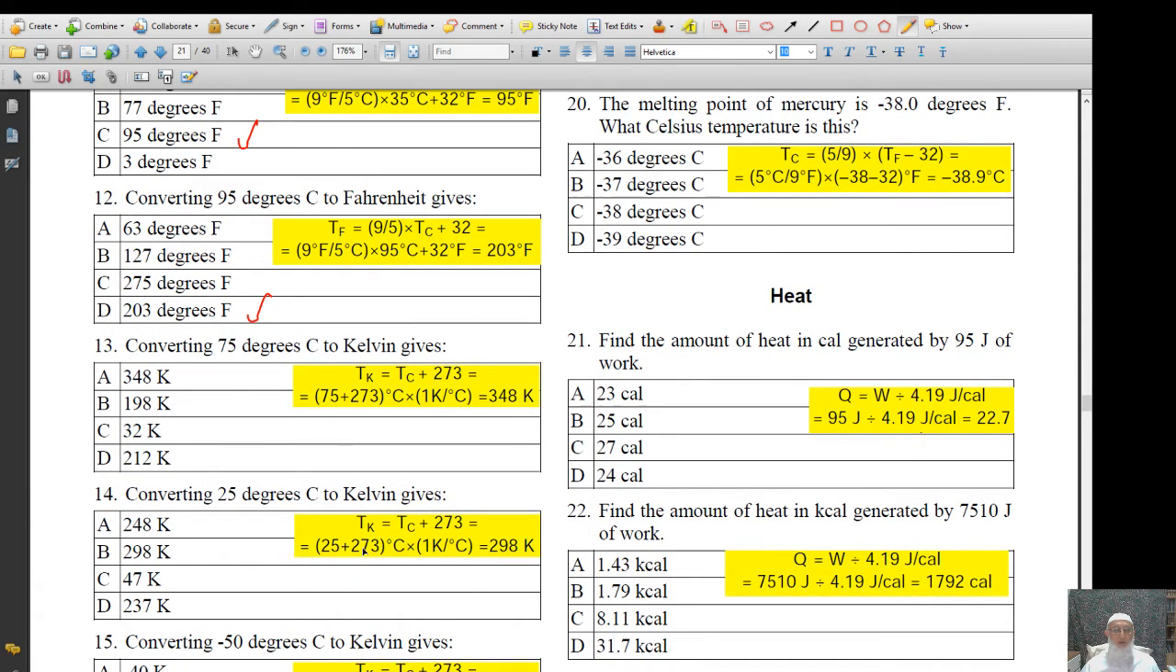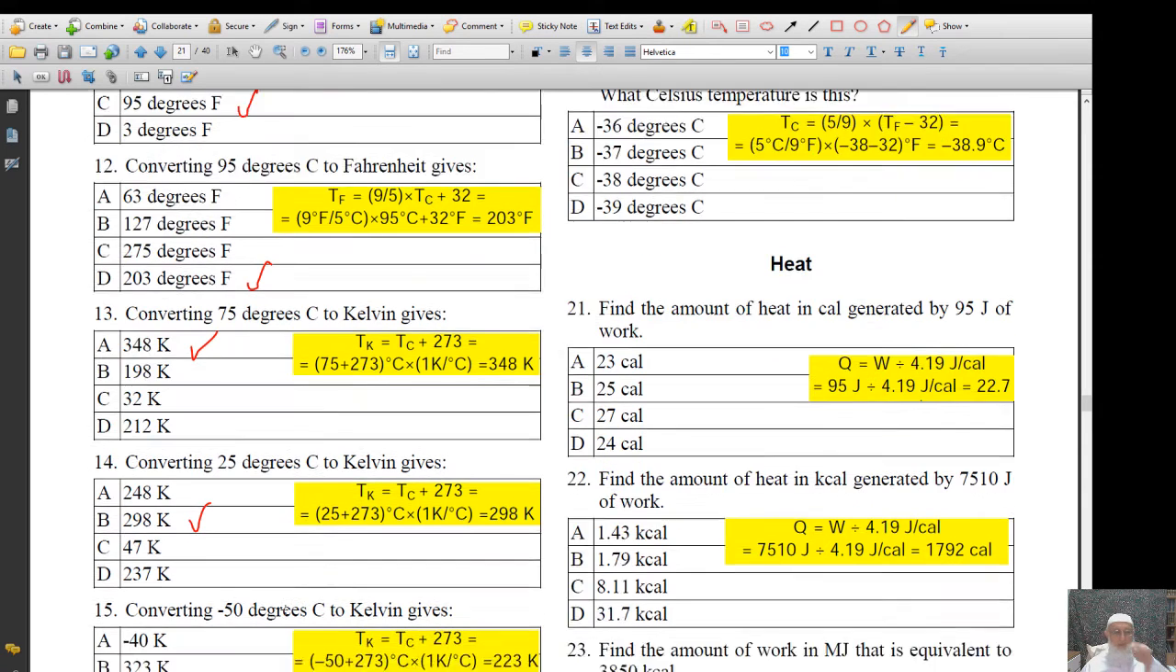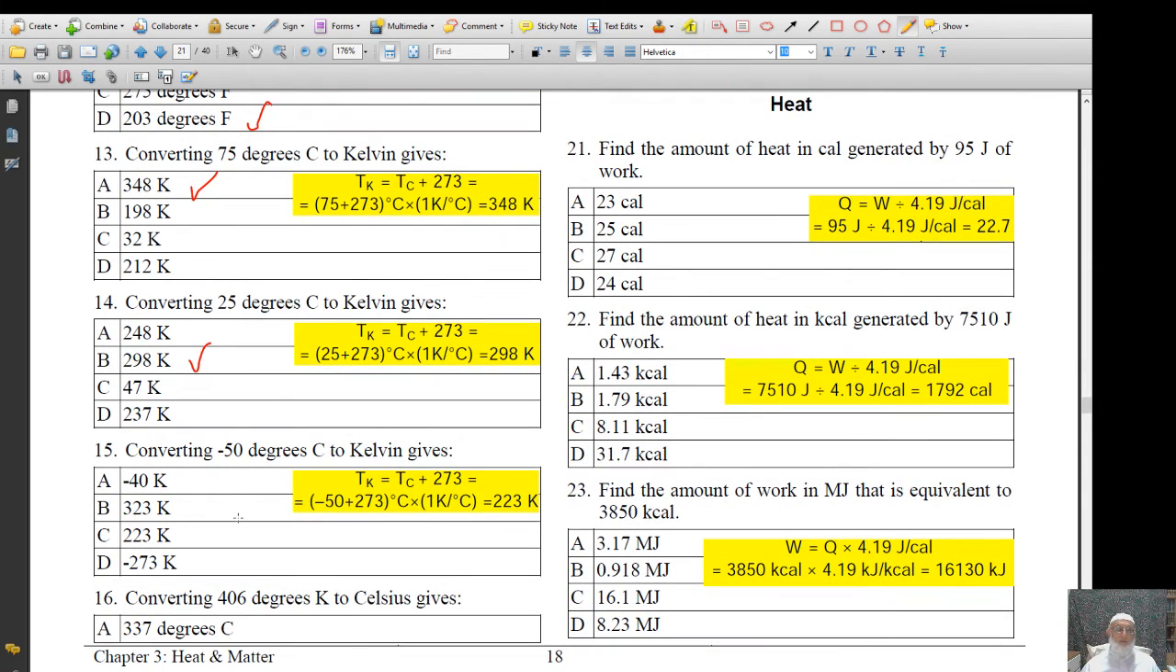Okay, now the next example is exactly the same, but this number instead of 75 is 25. So the answer here was 348, and the answer here comes to be 298. Okay, converting minus 50 degrees Celsius to Kelvin gives minus 50 plus 273. Same thing but here it is negative, giving an answer of 223.